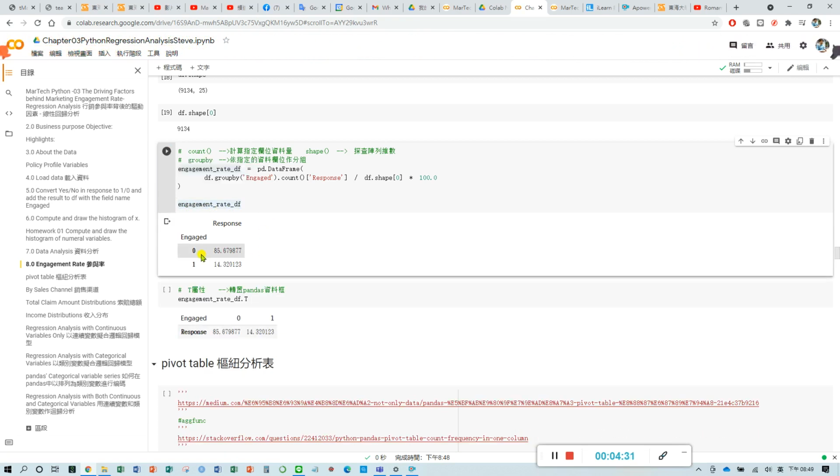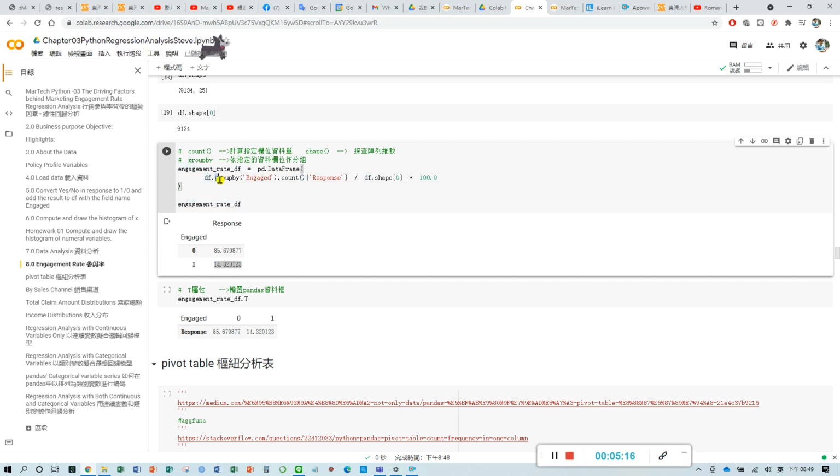Okay, so let me do this one. It presents that 80% did not renew their auto insurance. There are only 15% of the customers who renew their car insurance. This means only nearly 15% of customers renewed their car insurance. If you want to calculate the count, this one is count. So we use the group by.